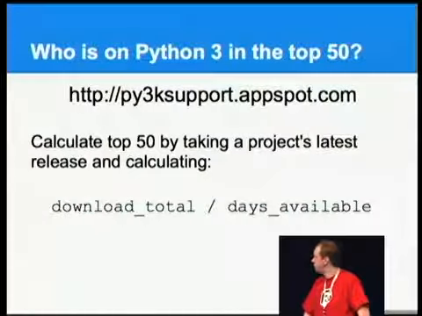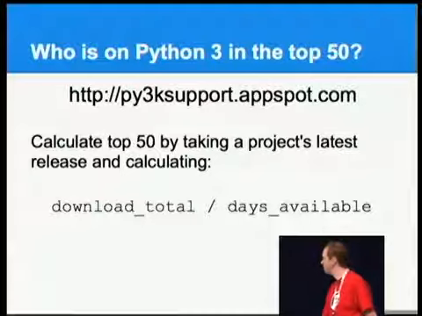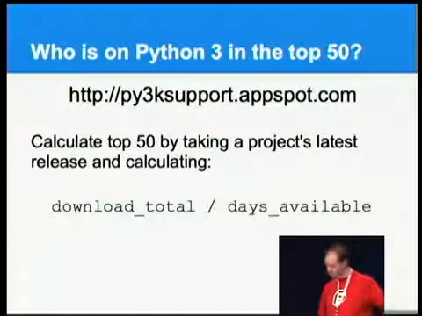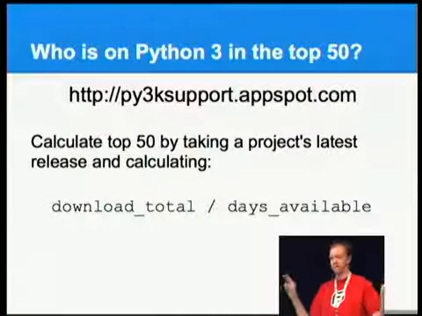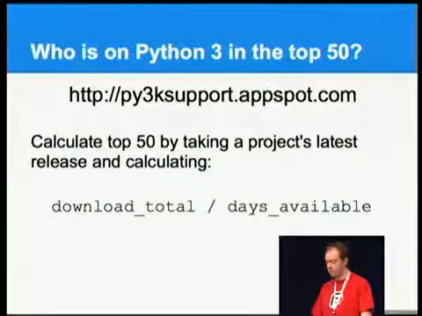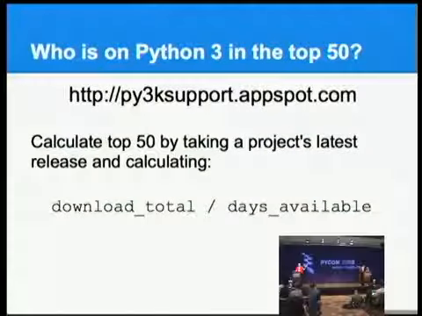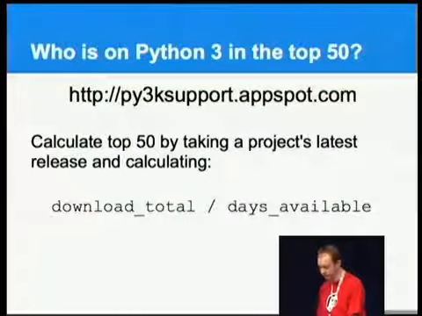Back in February of 2011, the PSF sponsored me to create a website called py3ksupport.appspot.com, which, if you follow my blog, I completely redesigned in the last few months. Basically, what it currently does is it tries to figure out roughly what the top 50 projects are. It's based on taking the latest version of a project and calculating its download total divided by the days available per file that it has uploaded, and using that as a kind of popularity index of who the top 50 projects everyone seems to care about are.